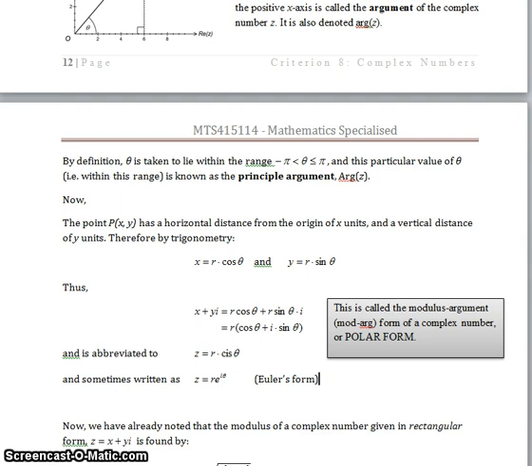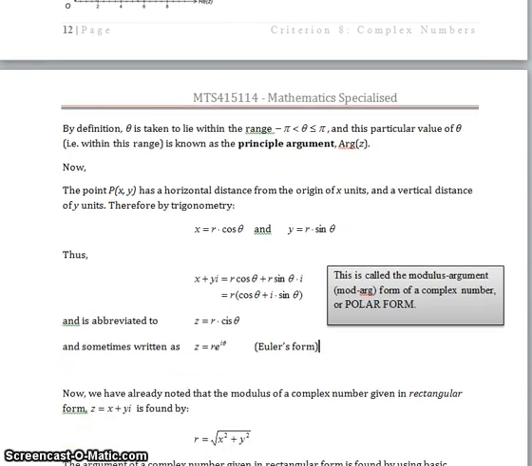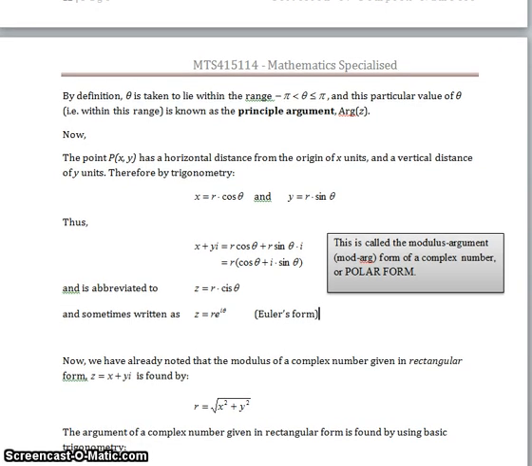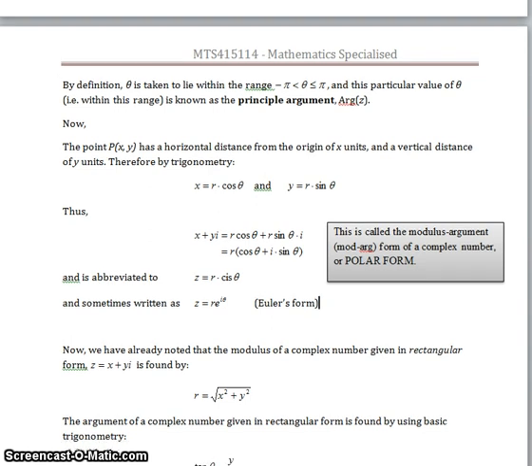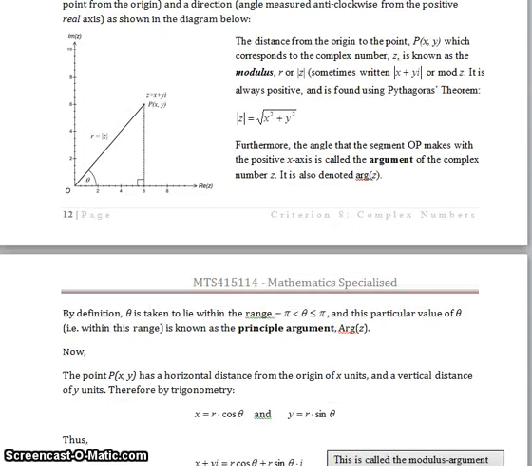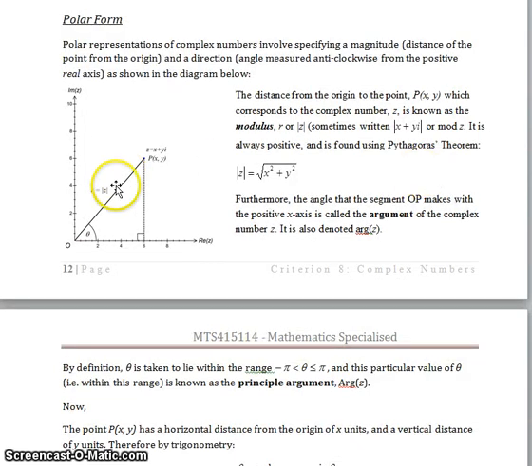Now, we've already noted that the modulus of a complex number given in rectangular form, z equals x plus yi, is found by using Pythagoras' theorem. We've already seen that. The argument of a complex number given in rectangular form is found by using basic trigonometry. If we just scroll back and have a look at our little graph, we can see that we've got our hypotenuse here, which is our modulus, and our angle theta. We've got our x coordinate and our y coordinate.